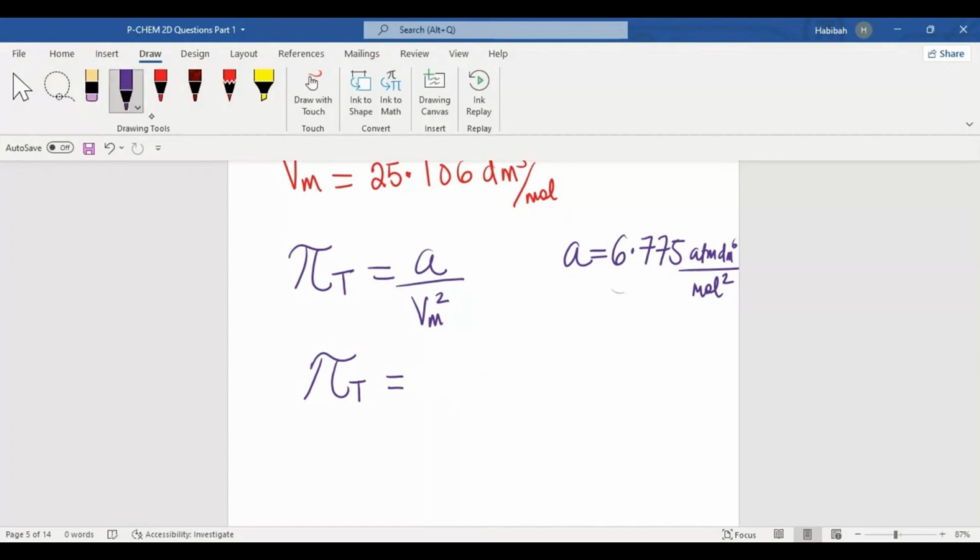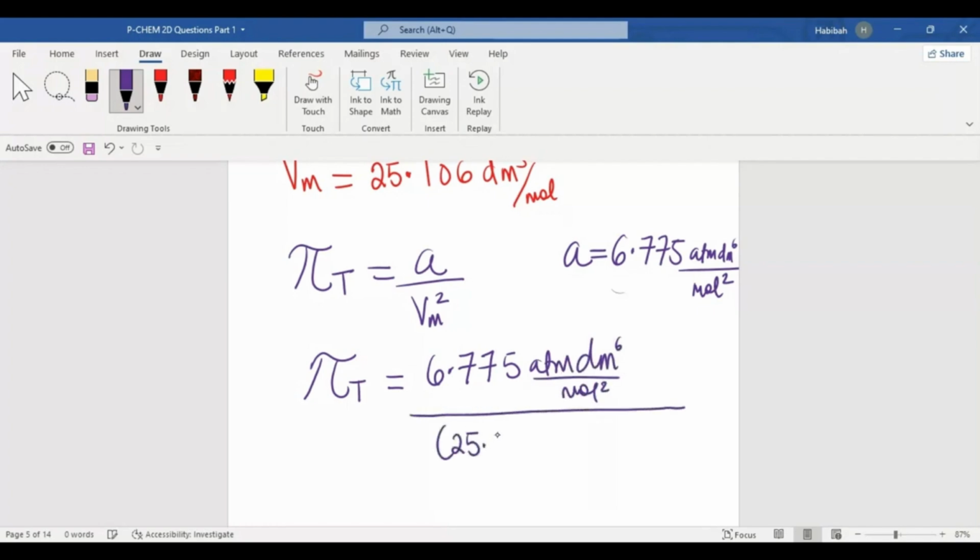I was writing the molar volume up top instead of it being at the denominator. So the A value is 6.775 atmosphere dm^6 divided by mole squared, all of that divided by 25.106 dm cubed per mole, all of this information squared.